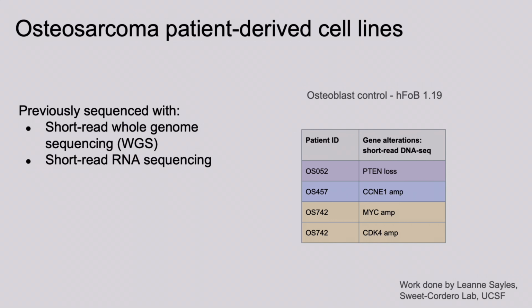And for this study, we used osteosarcoma patient-derived cell lines that had been previously sequenced with short-read whole genome sequencing as well as short-read RNA sequencing. And they had also had putative drivers previously identified. So on the right, you can see a table. One of the cell lines, OS052, had PTEN loss as a driver.